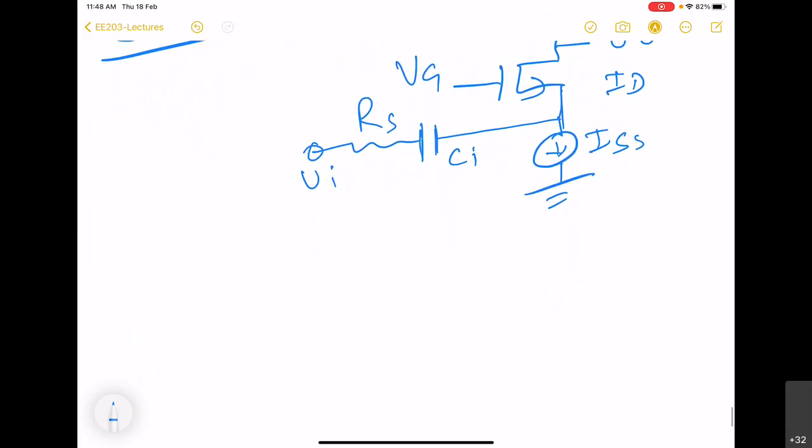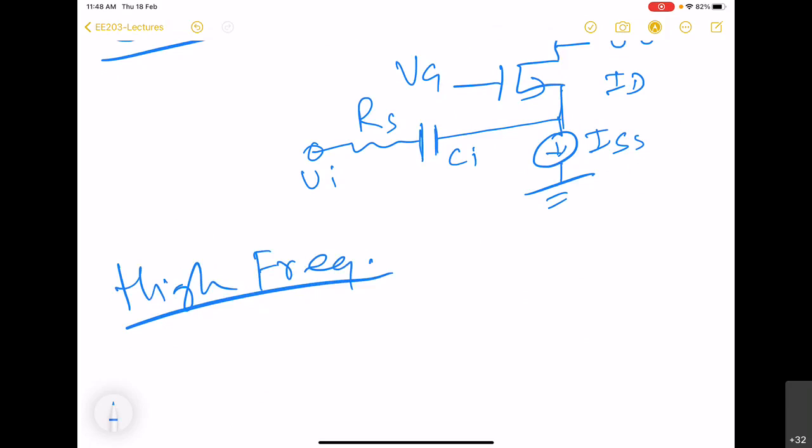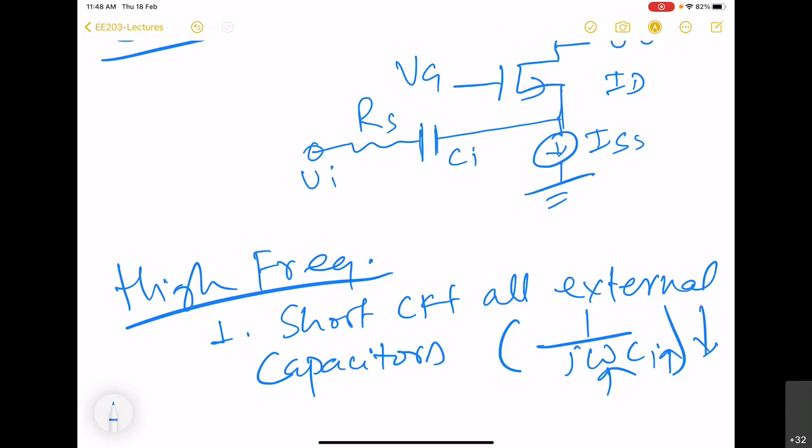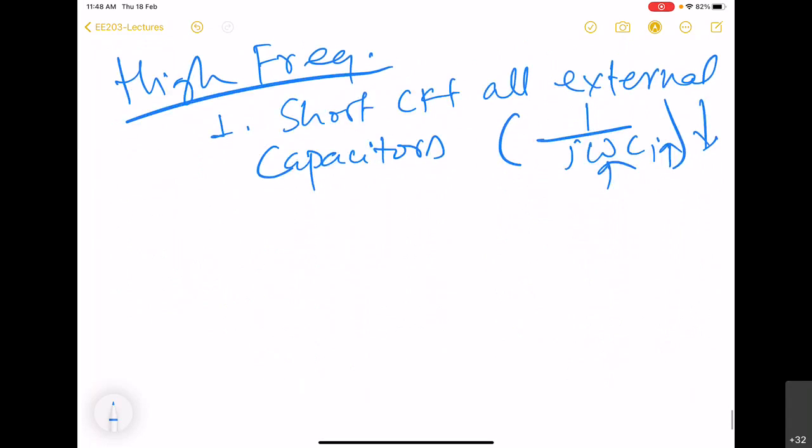So first, let us see the high frequency response. For that, we will have to draw the high frequency model of the MOS. And in this case, we will have to short circuit all external capacitors, because frequency is already high and CI is also high. So that means this impedance is going to be very small. So this CI will basically act like a short circuit. There will be very little impedance offered by that.